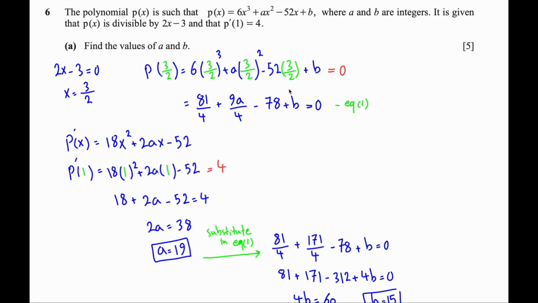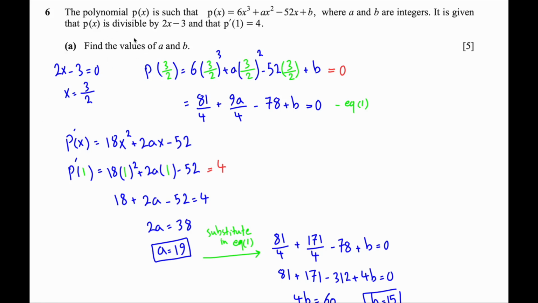Question number 6. I'm given the equation of a polynomial p(x), and as you can see, I have two unknowns, A and B, but I'm given two other pieces of information which can help me find A and B. The first piece of information is that p(x) is divisible by 2x minus 3, and the first derivative of p at point 1 is 4. So I'm going to use the first piece of information over here.